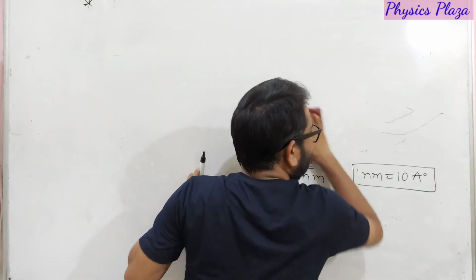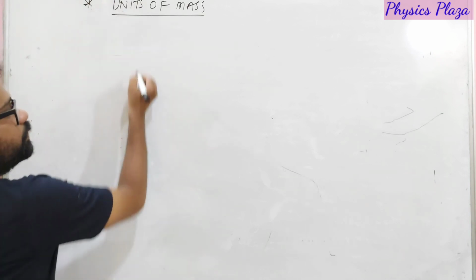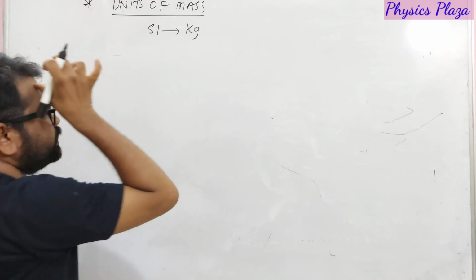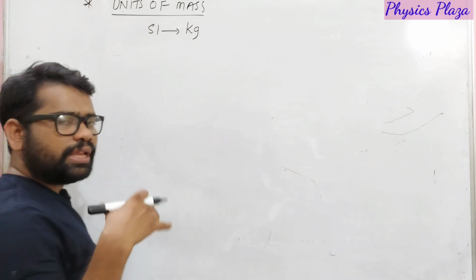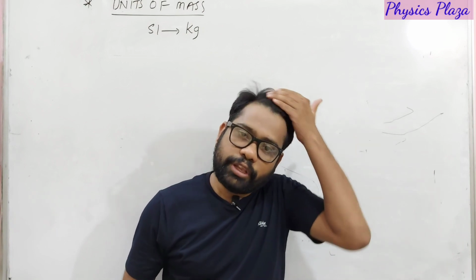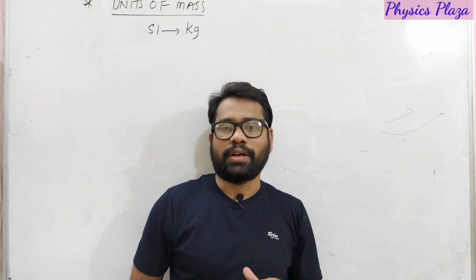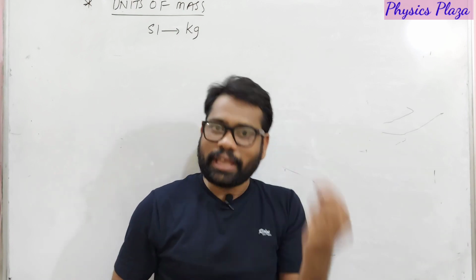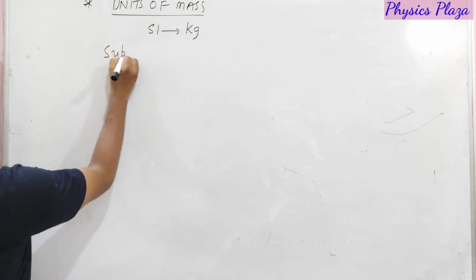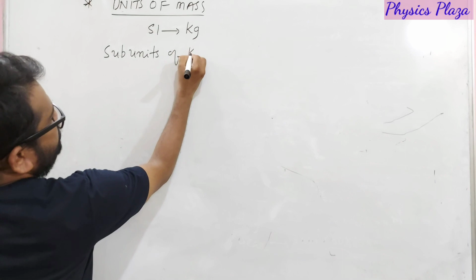Now we will learn the units of mass. In the SI system, it is kg, that is kilogram. But every time we cannot use a kilogram. Sometimes we need to measure a very huge amount of mass, and sometimes very small amounts of mass. So there we cannot always use a kg. For that, let us see. First we learn subunits of kg.